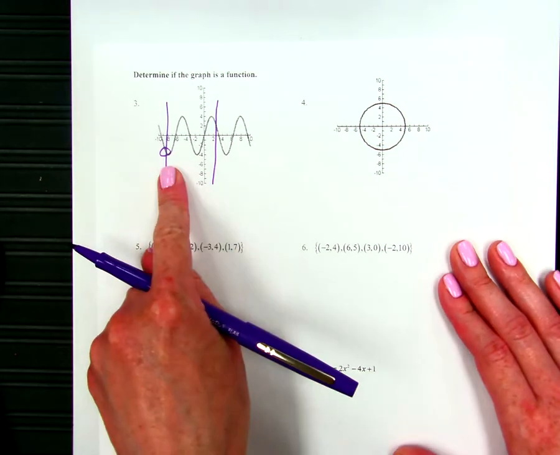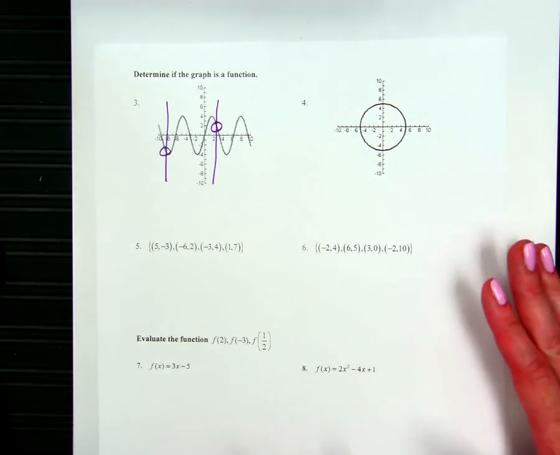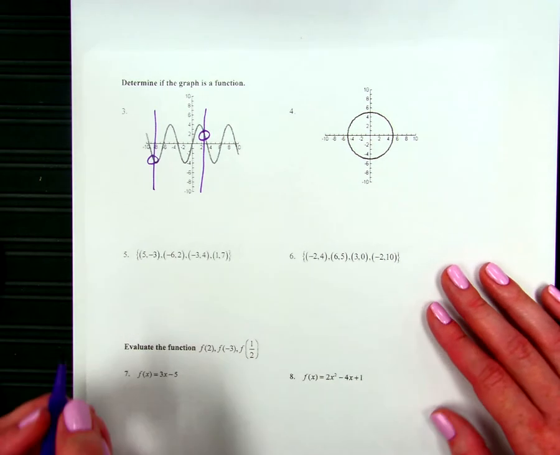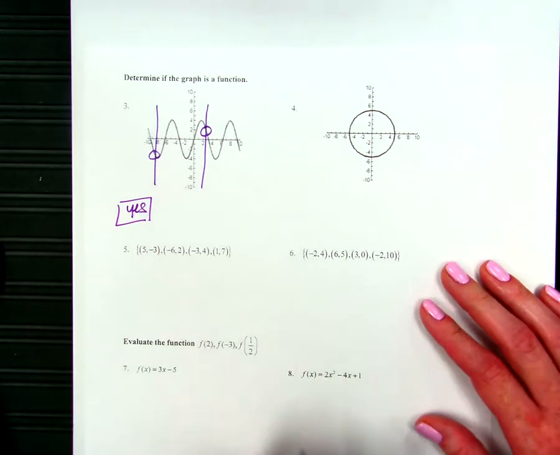So this vertical line only touches it in one spot. This vertical line also only touches it in one spot. So it passes the vertical line test, so we do know that our graph is a function. So yes, this graph is a function.